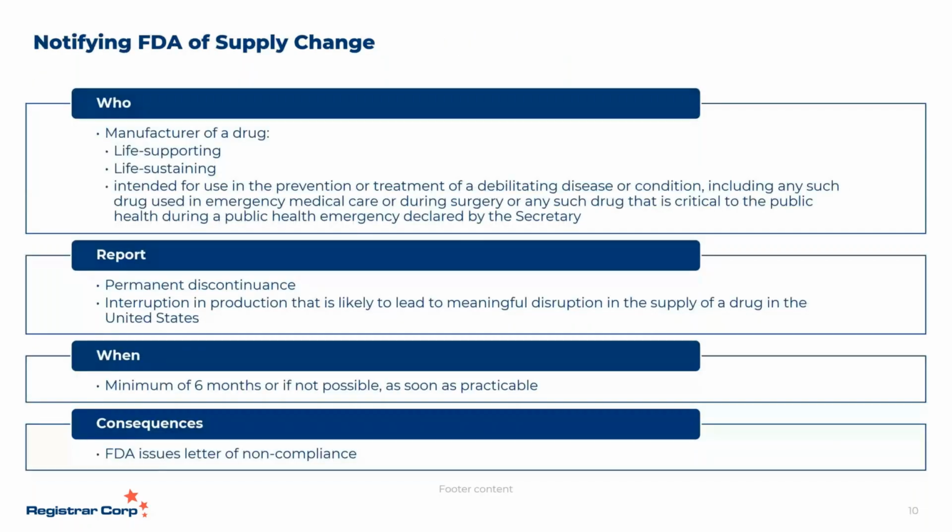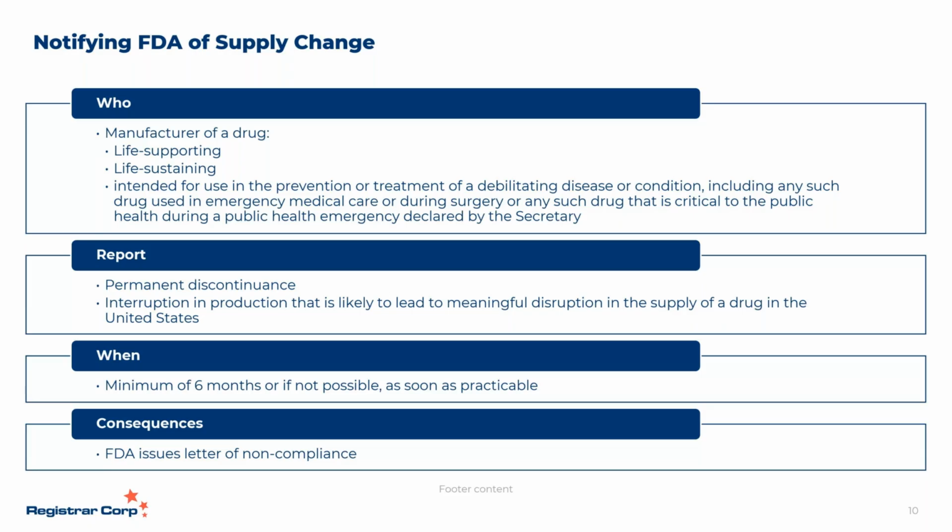So, who is required to notify the FDA of a supply change? A manufacturer of a drug that is either life-supporting, life-sustaining, or is intended for use in the prevention or treatment of a debilitating disease or condition, including any such drug that is used in an emergency medical care or during surgery. This also applies to any such drug that is critical to the medical health during a public health emergency as declared by the Secretary.